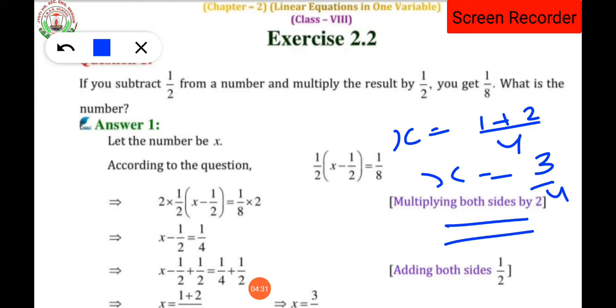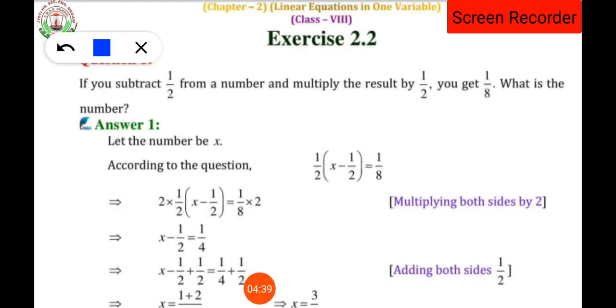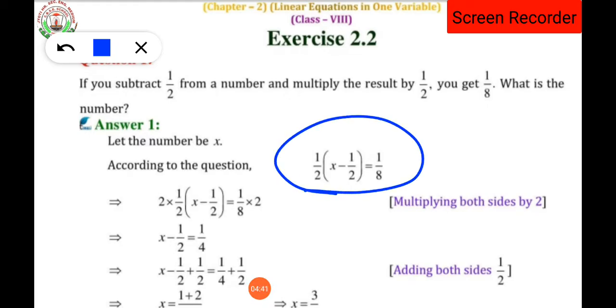So dear student, in this exercise, it is very important to make the equation, that means this type of equation. So how will you get this type of equation? You will get it by reading the question very carefully. Read the question very carefully, create the equation and then solve, because solving is very easy. You will face a little bit of difficulty while creating the equation.